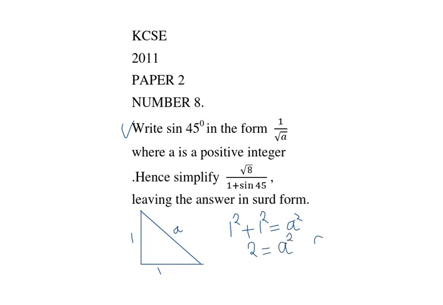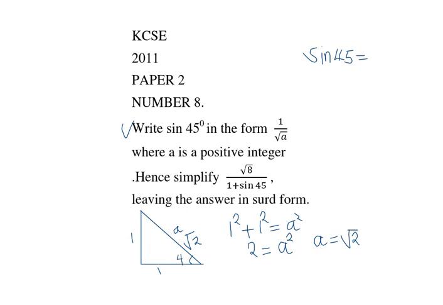And to get the value of a, we will find the square root on both sides. So a will be equal to root 2. So we have the hypotenuse as root 2. Applying SOHCAHTOA, we'll have our sine 45 degrees being equal to the opposite.